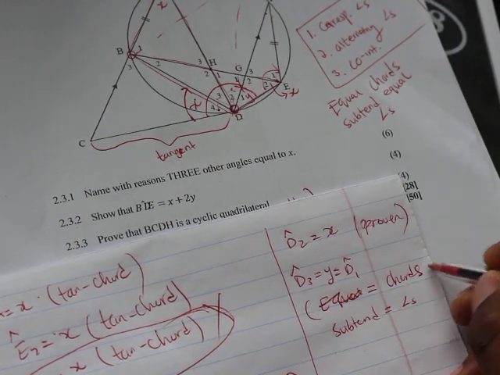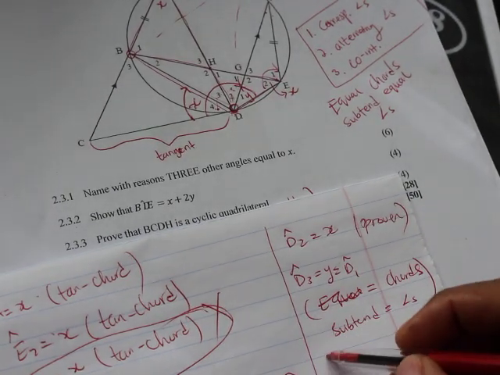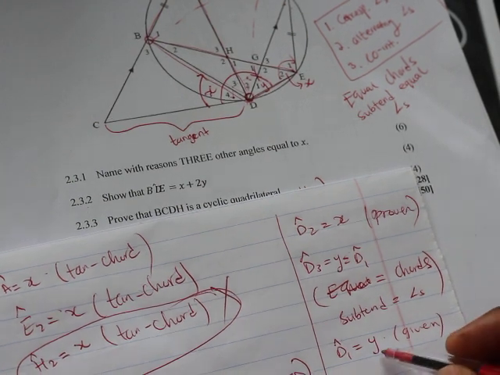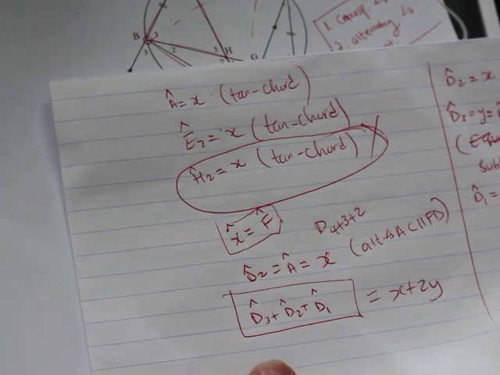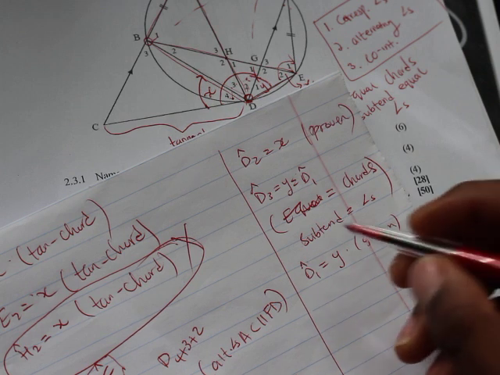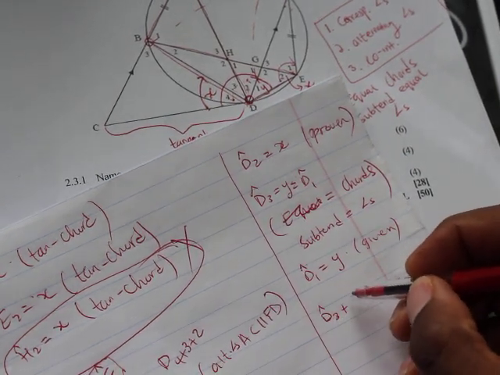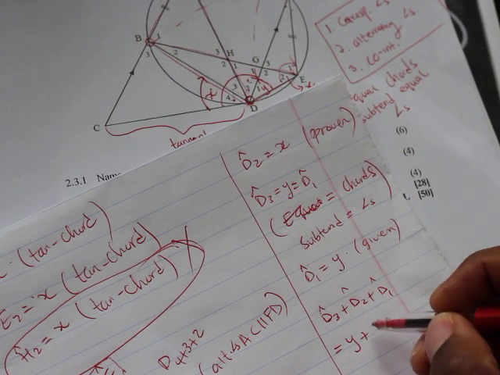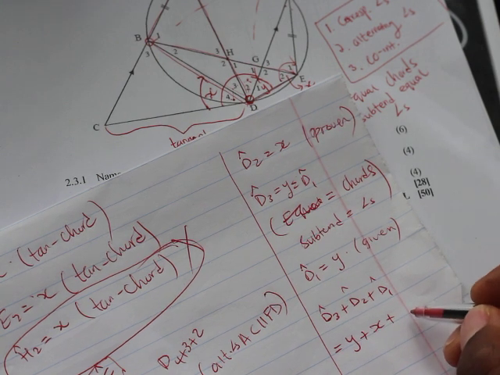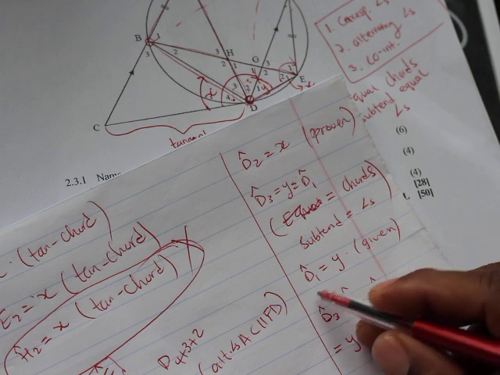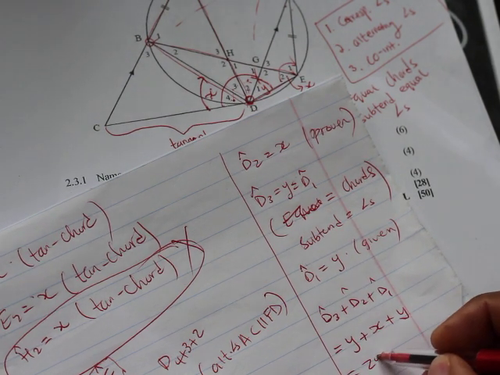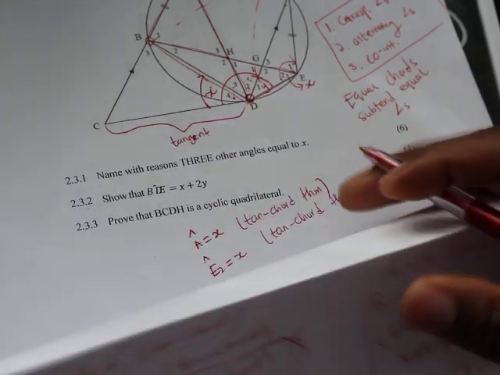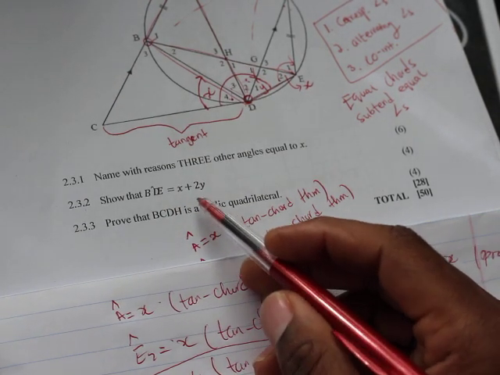subtend equal angles. So you can see that angle D1 was already given to be Y. Remember what I said, that the angle they're talking about is equal to D3 plus D2 plus D1. So angle D3 plus angle D2 plus angle D1 is basically equal to Y plus D2. Remember we said it's X. Now D1, we also proved that's already been given to be Y. So now that just becomes 2Y. Let's put it in the right order, X plus 2Y. So we've answered the question: show that DBE is equal to X plus 2Y.